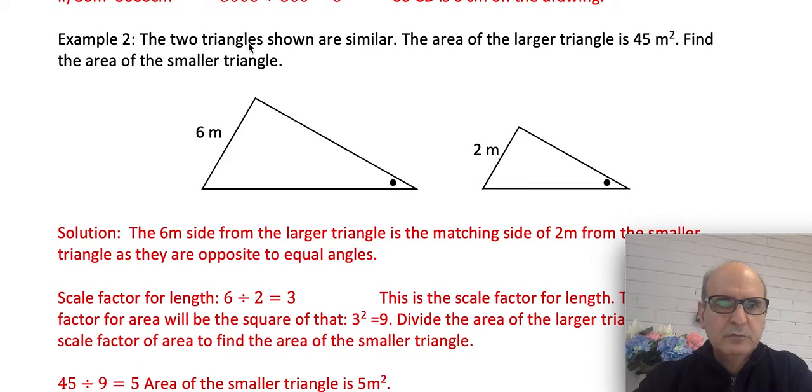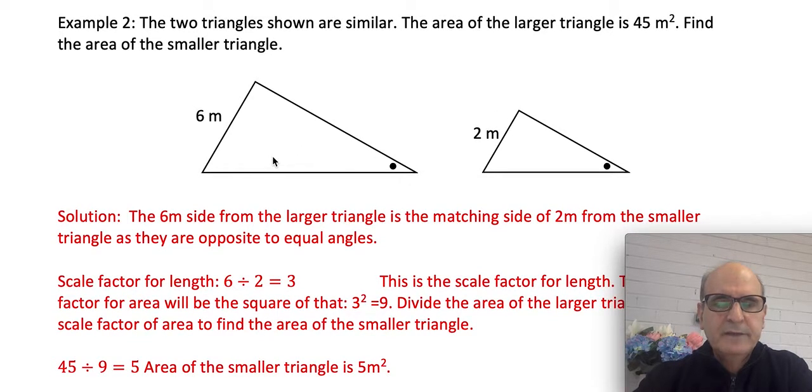Example 2, the two triangles shown are similar. The area of the larger triangle is 45 square centimeters, find the area of the smaller triangle. So you have this larger triangle and this smaller triangle. They are telling us that they are similar, so we don't need to prove it. And they told us that this one has an area of 45 square meters. Find the area of this smaller one.